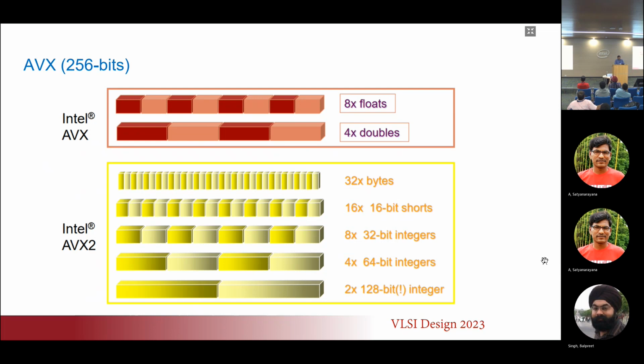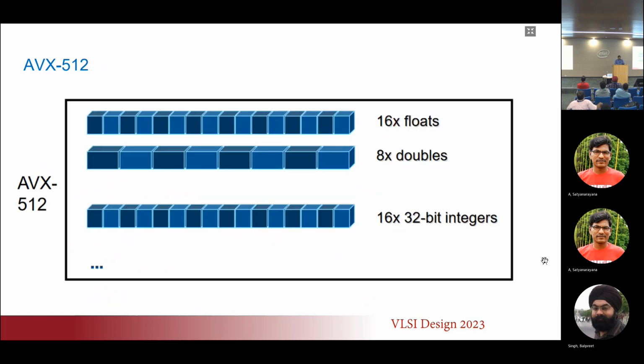In AVX 256, the data can be chunked up in this many ways, and that's giving you parallelism. And AVX 512 looks something like this. Either you can do 16 floating point operations in parallel, or 8 doubles in parallel, or 16 32-bit integers in parallel, and so on.